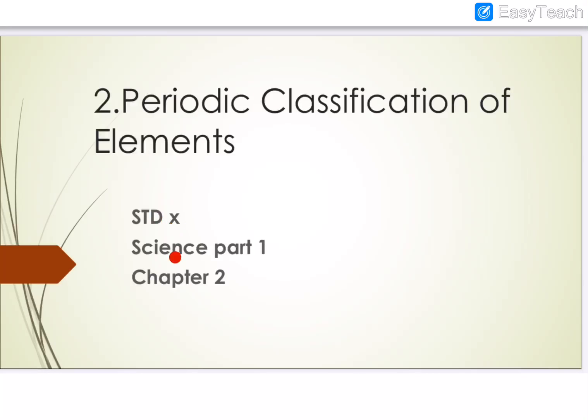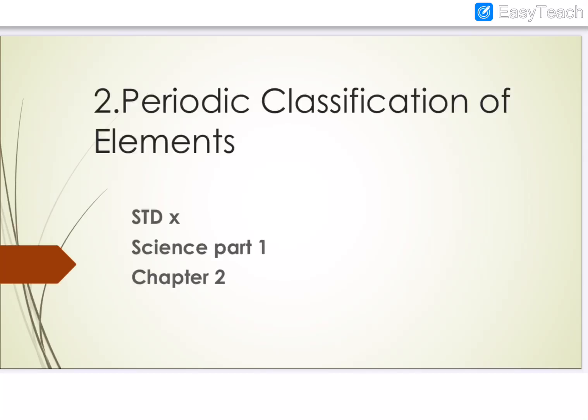Today in 10th standard science part 1 we are going to discuss chapter 2. Chapter name is periodic classification of elements. So in this chapter we are going to discuss how the elements are classified. So we know that elements are classified in the periodic table.